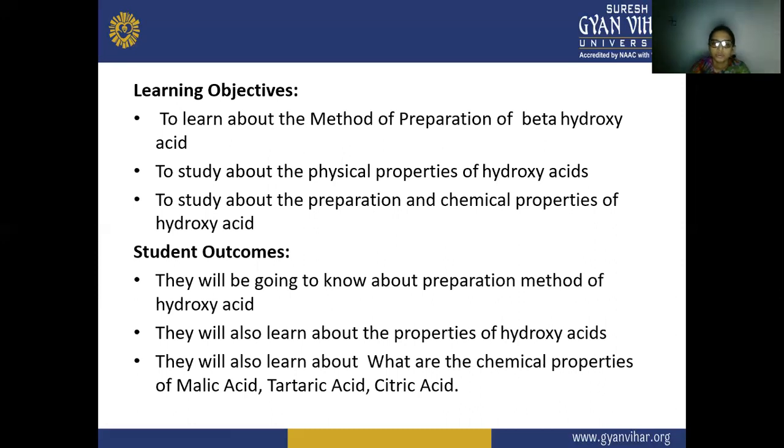They will get to know about the preparation method of hydroxy acid. They will also learn about the properties of hydroxy acids, and they will also learn what the chemical properties and preparation methods are for malic acid, tartaric acid, and citric acid. These are the hydroxy acids, and these are derivatives of this carboxylic acid because they contain carboxylic acid in their structure.